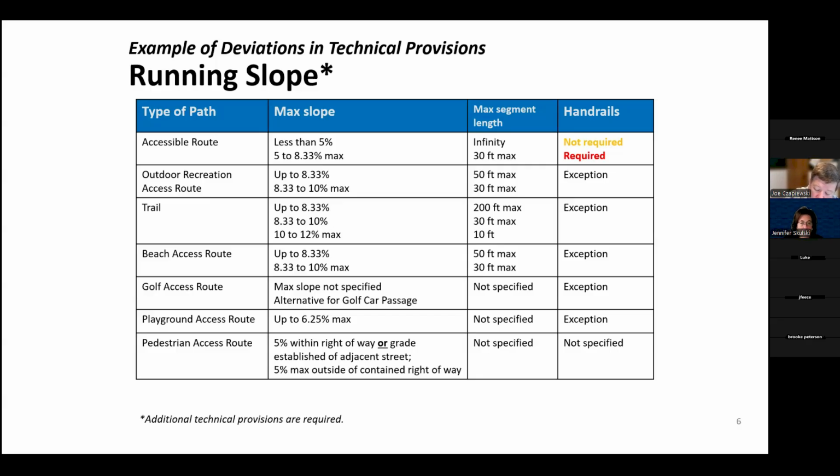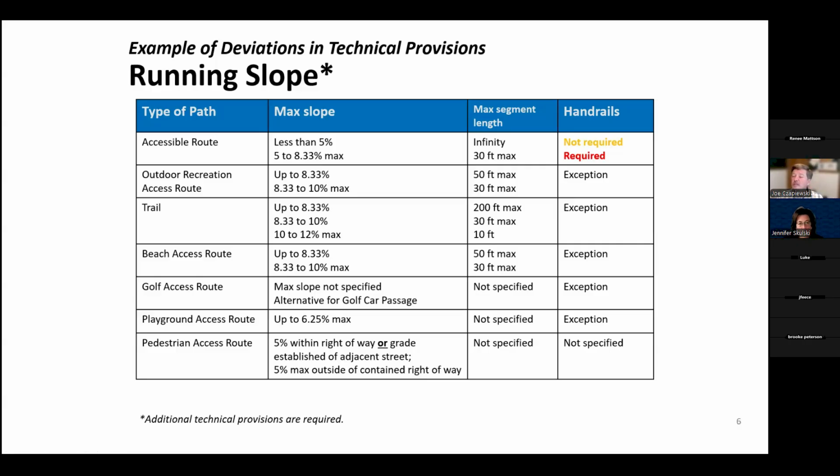And you could do that as many times as you wanted to before you would actually have to have a landing or a resting interval. And then there's additional technical provisions for the beach access route, golf access route within the playground, and the pedestrian access route is actually considered part of the shared use path.